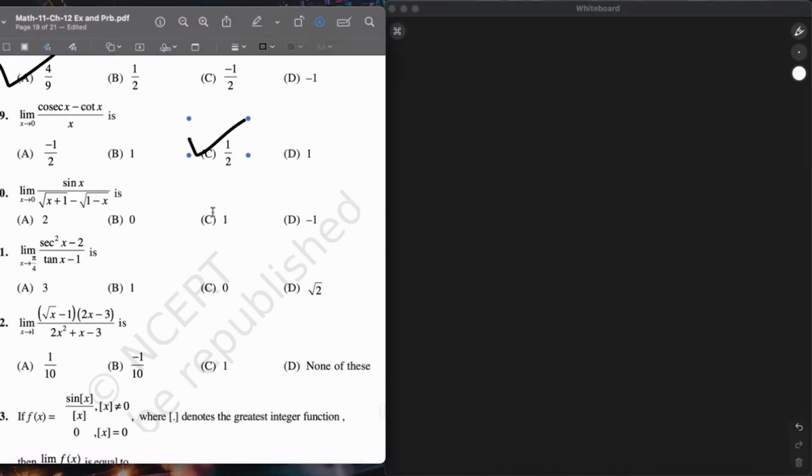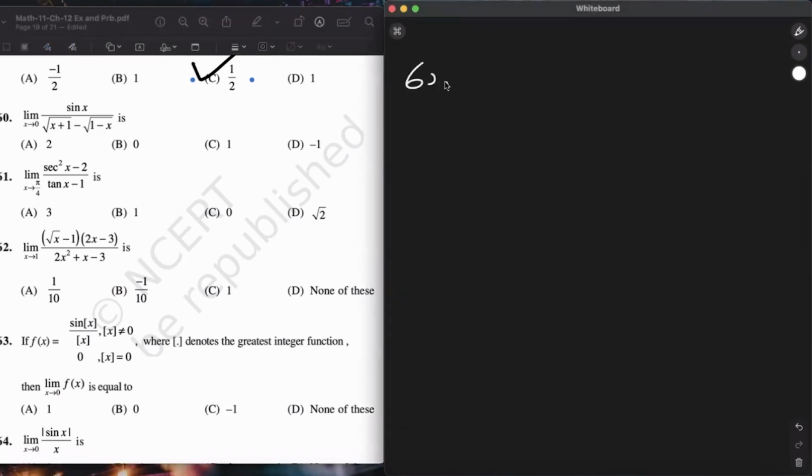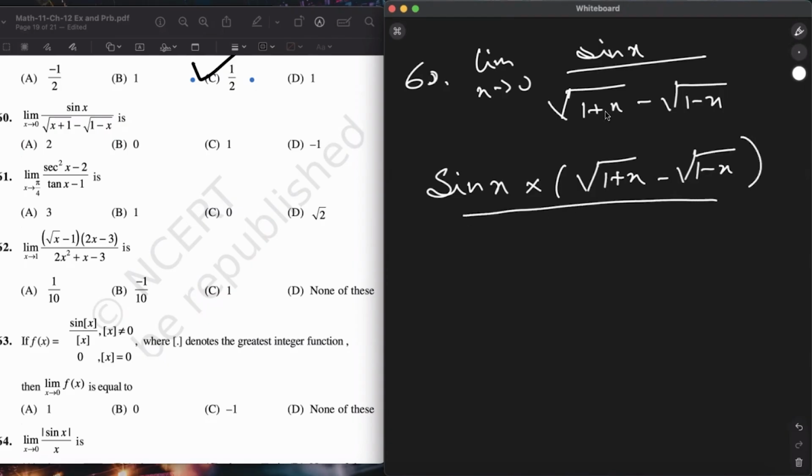This one. Next up is question number 60. In question number 60, we have been given a limit on x, there's a sin x term, which is divided by under root of 1 plus x minus under root of 1 minus x. Simply, to simplify it, we can multiply and divide with the conjugate of this. So sin x multiplied with under root of 1 plus x plus under root of 1 minus x, over 1 plus x minus 1 plus x. So there will be a 2x over here.